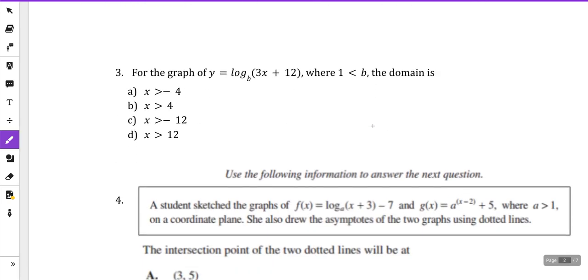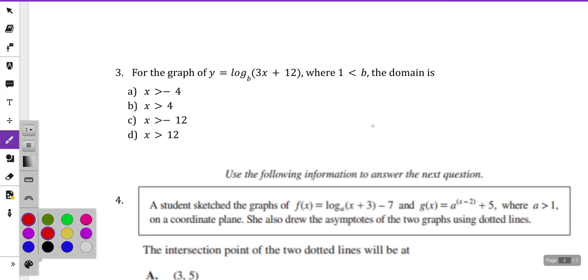Question 3. For the graph of y equals log base b of (3x plus 12), where 1 is less than b, the domain is, and they give you all those options. Okay, let's talk about domain.